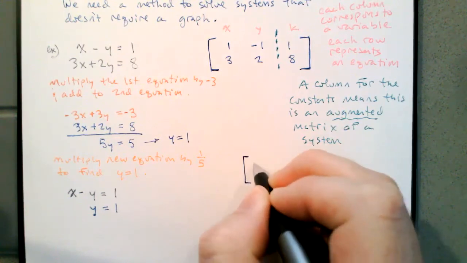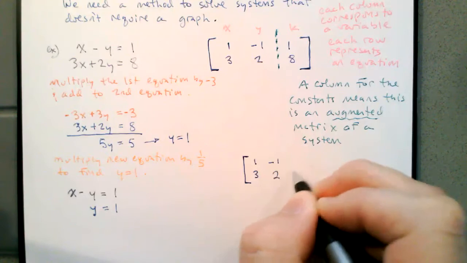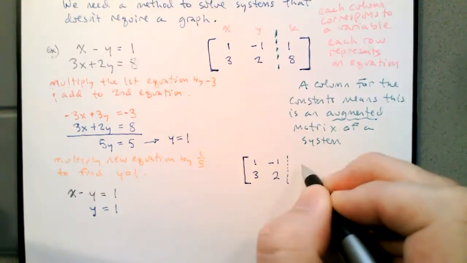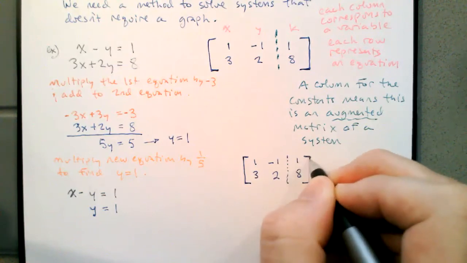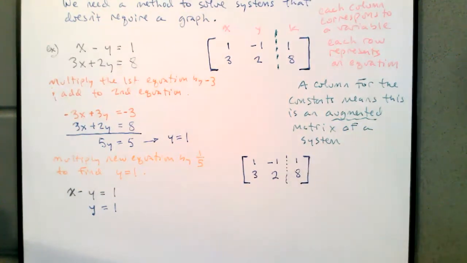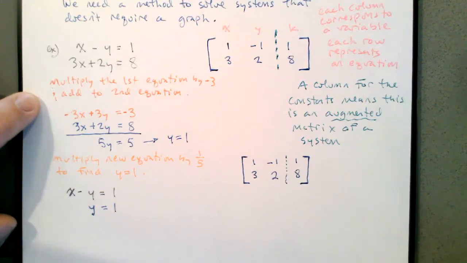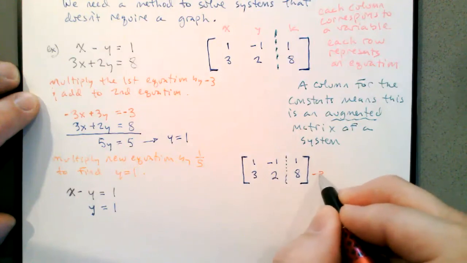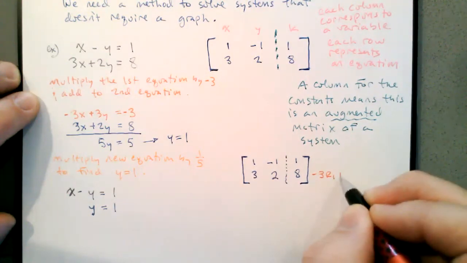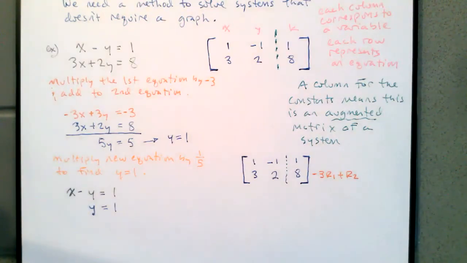So what I'm going to do is look at this augmented matrix and know that it represents a system of equations. I'm going to remind myself, this is an augmented matrix of a system. Each row corresponds to an equation. So what I did was I multiplied the first equation by -3 and added it to the second equation. Let's write down in code what that means. I took -3 times the first row and added it to the second row, and that became my new second row.